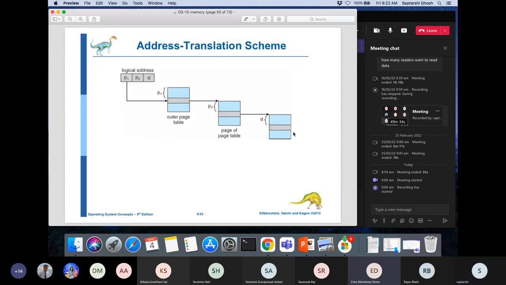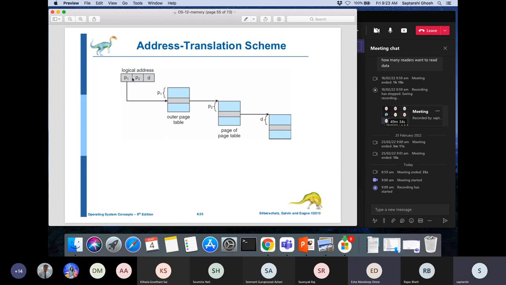Right? So let's see what's going on. Remember the picture two slides back. Now we have two page tables. The actual page table is in the middle, and this is a particular page in the page table. And we have an outer page table. The logical address is now divided into three parts, P1, P2, and D. P1 is an index into the outer page table. From this entry of the outer page table, indexed by P1, we will get the starting address of a page of the main page table.